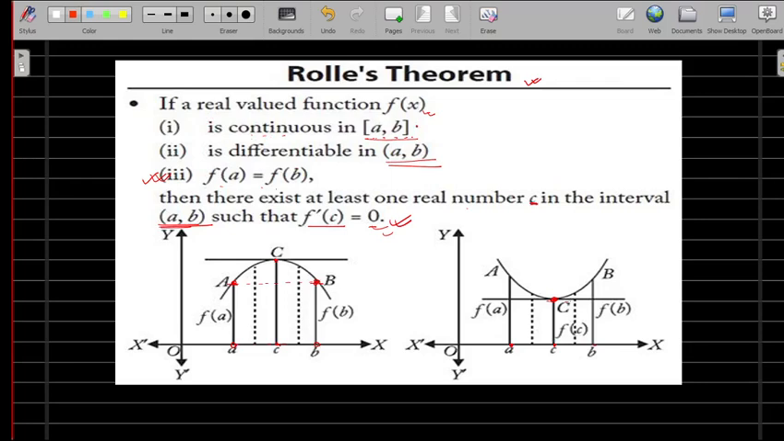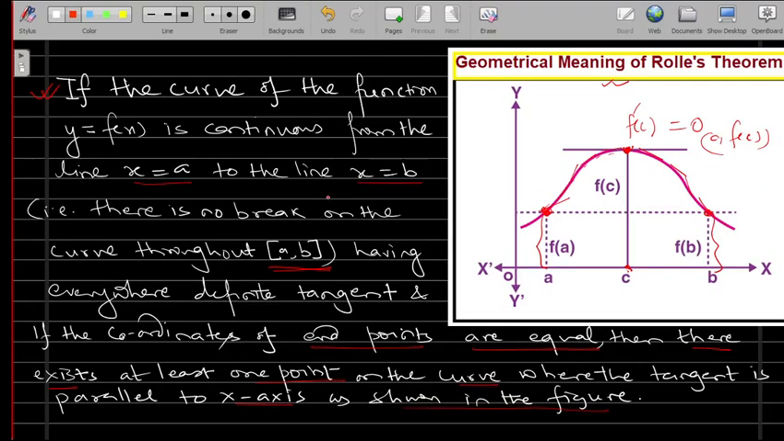First, continuous same, differentiable same. In Rolle's theorem, we have to remember this condition: f of a equal to f of b. Then there exists one real number c in the interval where f dash c equal to 0. By putting f dash c equal to 0, we can derive the value of c in Rolle's theorem.